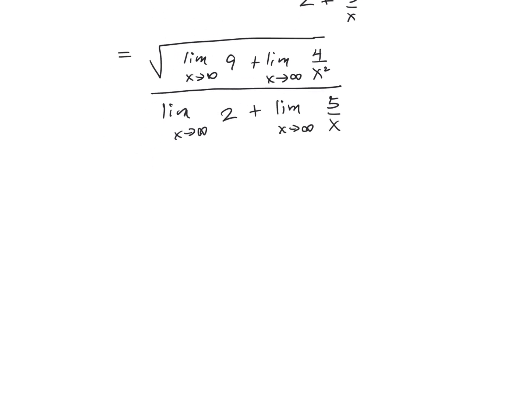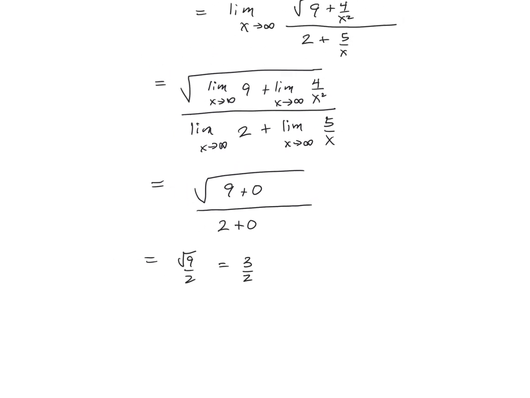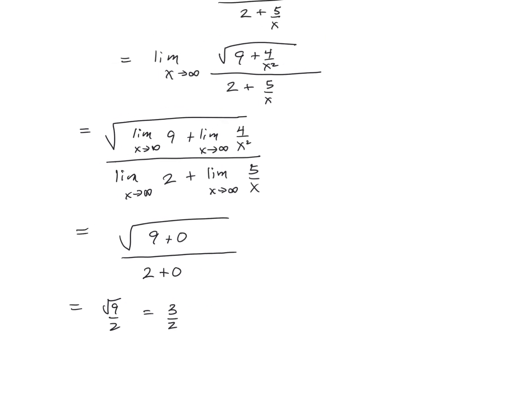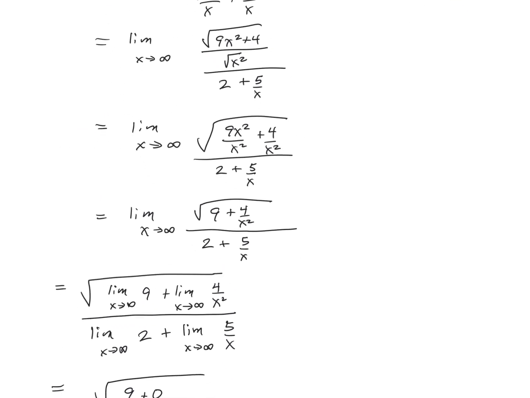If we now take these limits, we're going to have in our numerator the square root of 9 plus 0, and then our denominator, that's 2 plus 0. So that's going to be the square root of 9 over 2, which is just 3/2. So our limit, when it's all said and done, is going to be equal to 3/2.